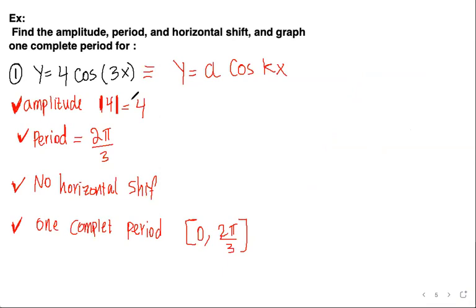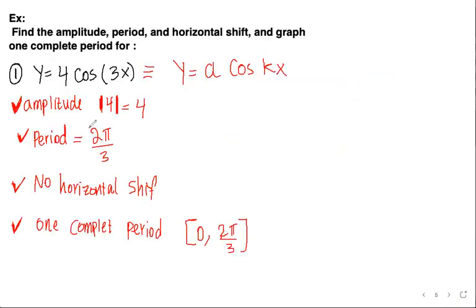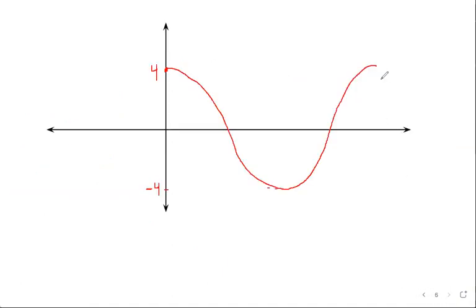So the amplitude is 4, which means this value is 4 and this value here is minus 4. How do I know it? By the amplitude. The amplitude is 4. Now the period is 2 pi over 3, which means this point here is 2 pi over 3. Now the question is, what is the value here, and here, and here?